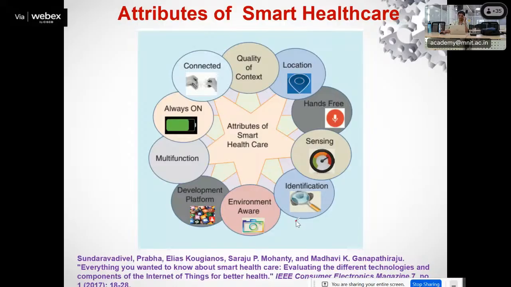Now, what are the different attributes of smart healthcare? Smart healthcare could be multifunctional. Ultimately, I want to measure as many parameters as possible from my body, but I do not want to wear that many sensors. If I want to measure 10 parameters of my body, it doesn't mean I want to wear 10 sensors. I want a sensor to have multifunctional capability, so that one sensor could measure multiple parameters.